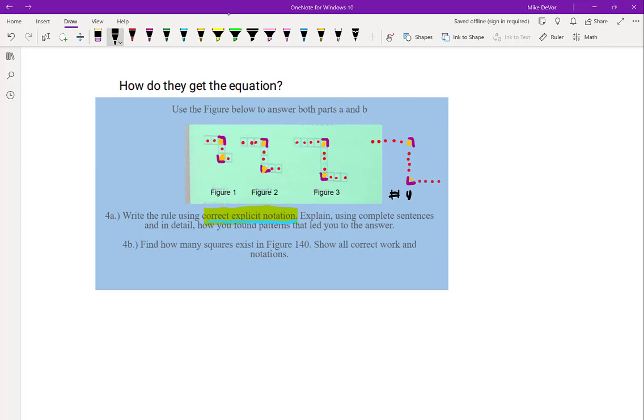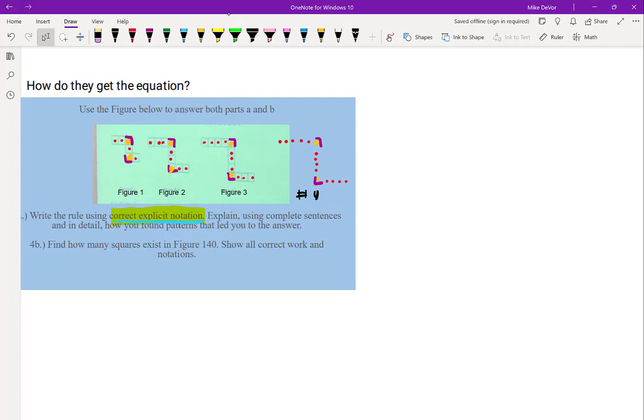Now, let's look at it another way. We looked at it visually here, but now let's look at it numerically. What they want to know is how many squares exist for figure 140. So if we're going to write an explicit notation, we're going to write a rule that determines how many of those squares is linked with what figure. So in my first figure, I'm going to use n for our figure. So figure 1, I have 1, 2, 3, 4, 5, I have 6. So number of squares, 6. So in figure 2, well, remember I have one more up here, right?